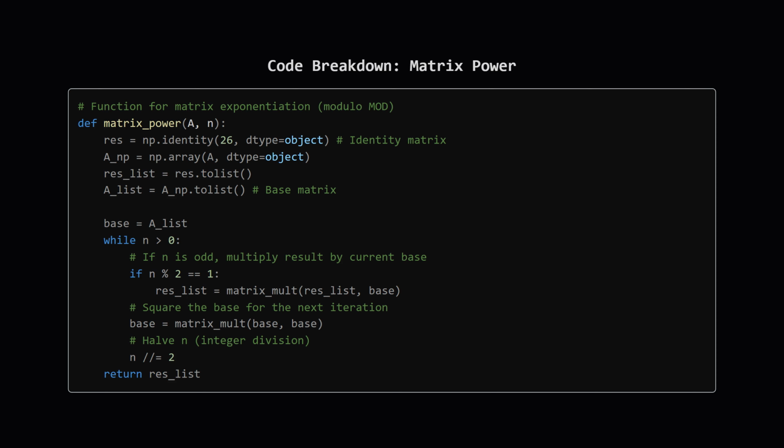Whether t was odd or even, we always prepare for the next iteration by squaring the matrix, that is, M equals M times M. This corresponds to moving to the next higher power of 2. Finally, we divide t by 2 using integer division. This effectively shifts the bits to the right, letting us look at the next bit in the next iteration. Once t becomes 0, ResList holds the final result of M raised to the power of the original t, all done modulo.